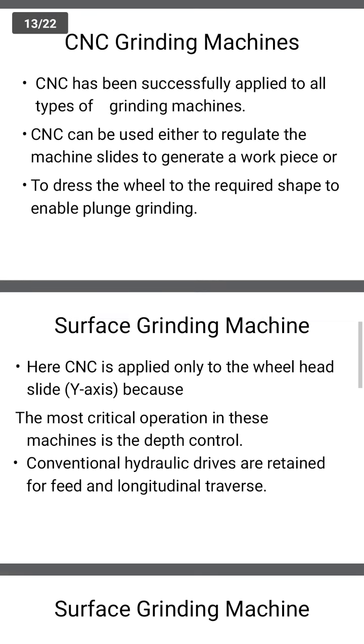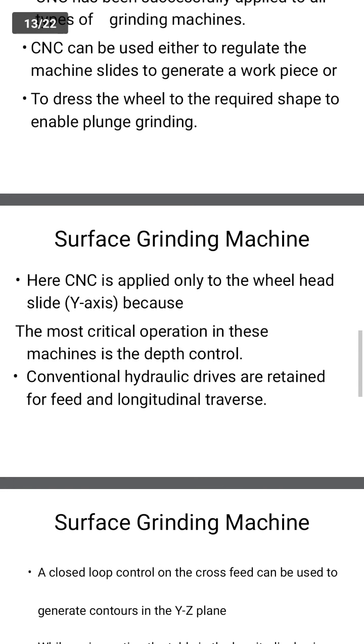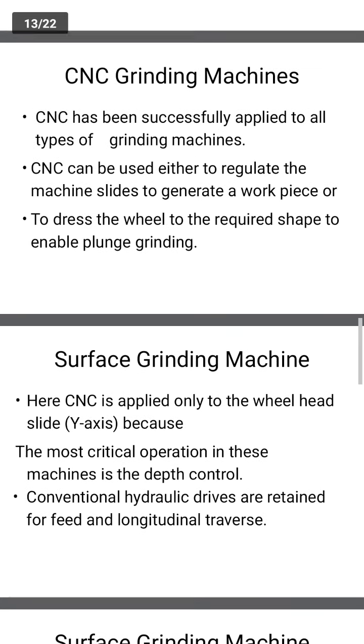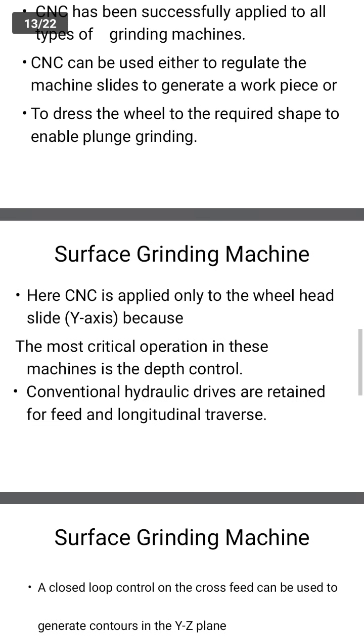Next, surface grinding. What is surface grinding? First we studied the CNC grinding machine. Next, the surface grinding machine. What does this do? It is used to produce a smooth finish on flat surfaces. Surface grinding is smoother than the grinding machine. It will finish flat surfaces.